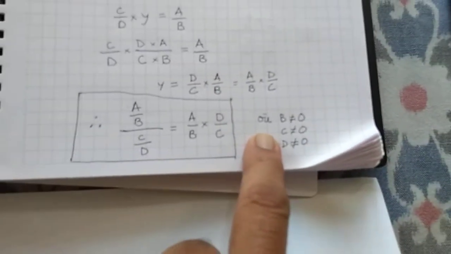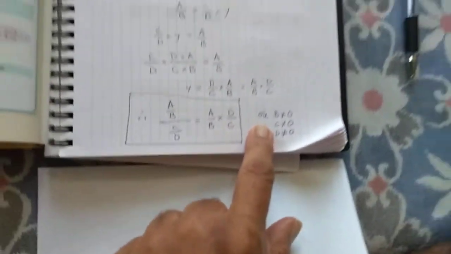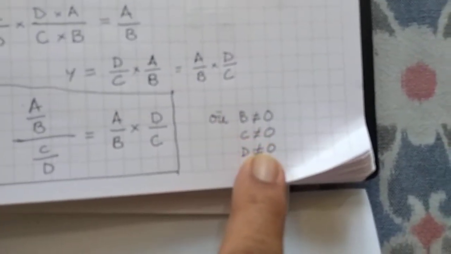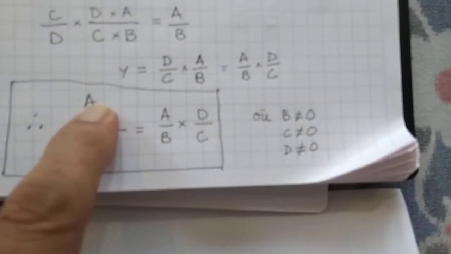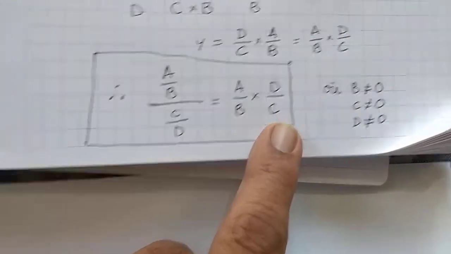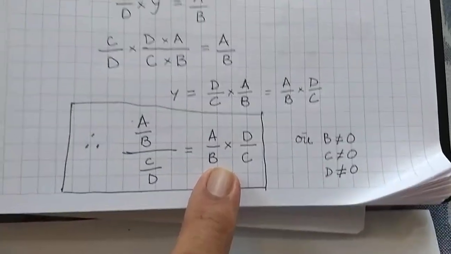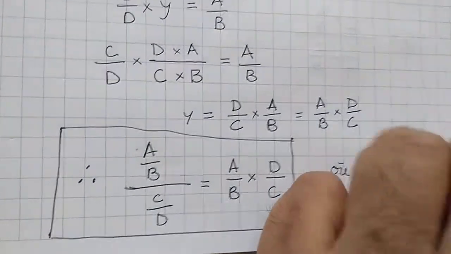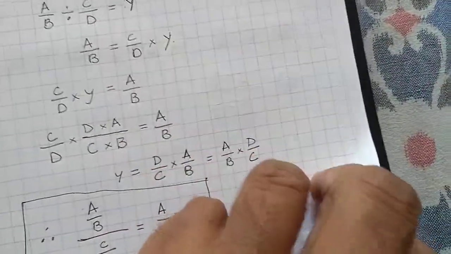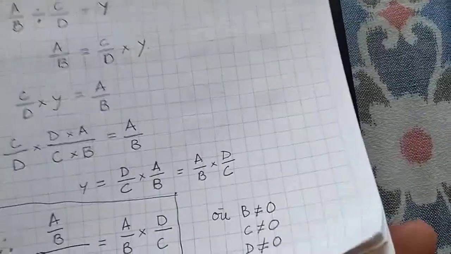One important point is that this is only true when b is not equal to 0, c is not equal to 0, and d is not equal to 0. a can be equal to 0, but the other three you cannot have equal to 0 because you're going to be dividing by them at some point or the other. Okay, and division by 0, we all know, is not an operation that is defined in mathematics.